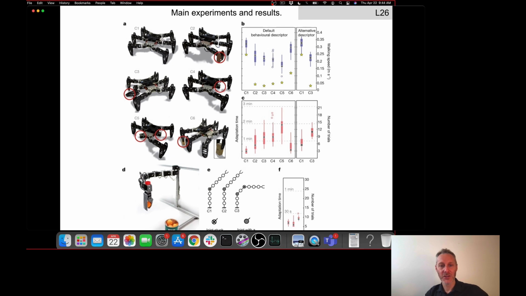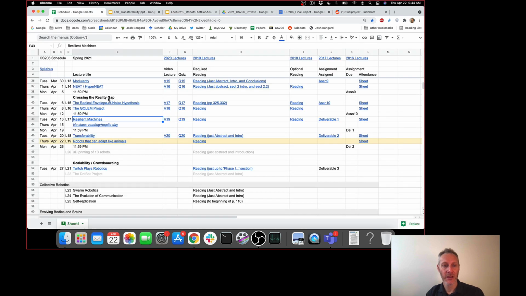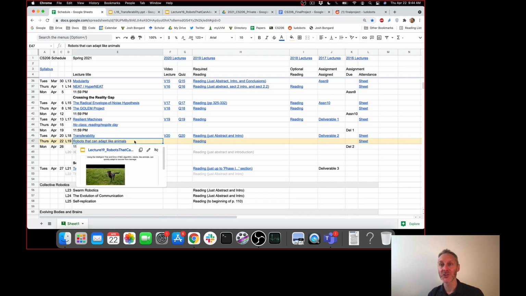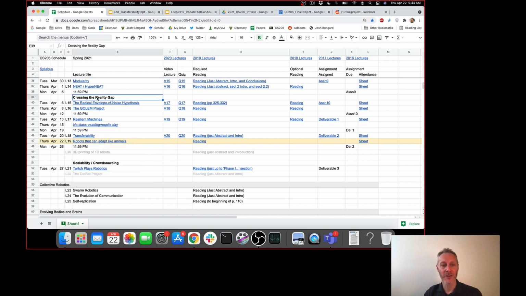That concludes our discussion of the robots that can adapt like animals paper, or the IT&E algorithm. It also concludes our discussion of crossing the reality gap. We will start on Tuesday by talking about the Twitch Plays Robotics project, which is an attempt to scale up evolutionary robotics so we can have hundreds or thousands of people collectively guiding the evolution of hundreds or thousands of robots.